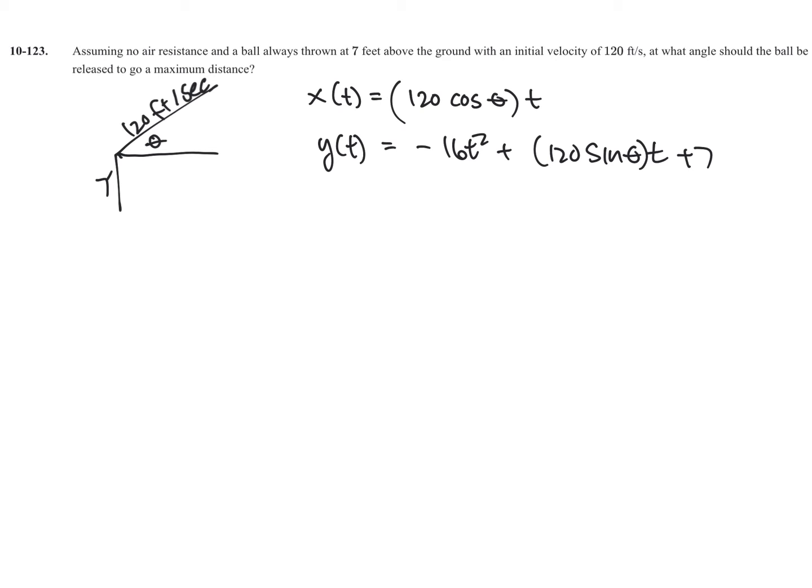So now what you need to do is solve for when it would hit the actual ground. That is what you're looking for. So I need 0 in here: 0 equals negative 16t squared plus 120 sine theta t plus 7. You need to go ahead and solve for t. What I did is I completed the square. Another thing you could do is use the quadratic formula. Either way, you need to solve for t.